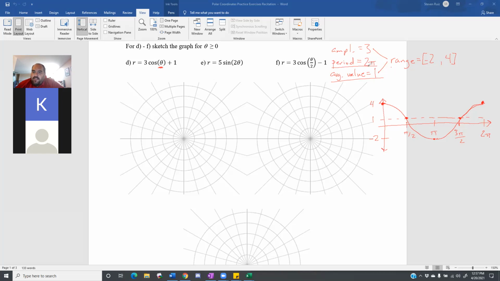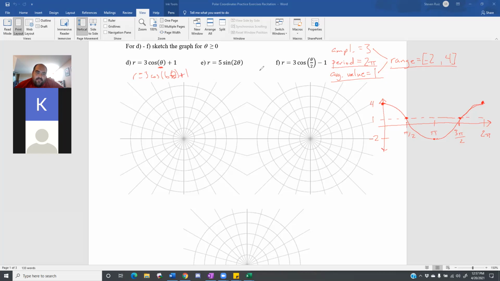So really the period is a horizontal measurement. It's a measurement of theta. But the range is a vertical measurement. It's a measurement of r. Okay, so they're not really related. Yeah, I could change this period to whatever I want and still have this range, and vice versa. I'll give you an example. If I had r equals 3 cosine 6 theta plus 1, that would have the same range. It would just have a much different period.